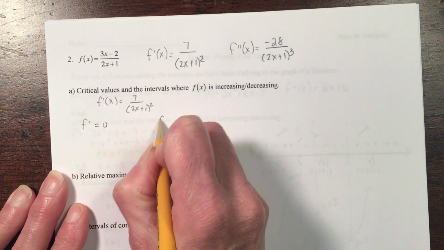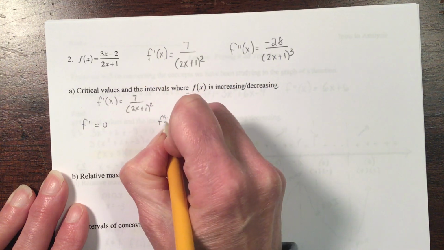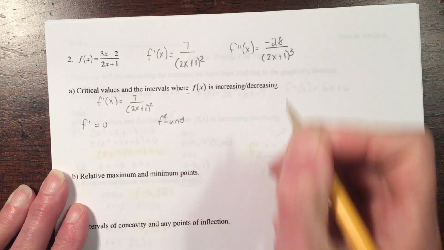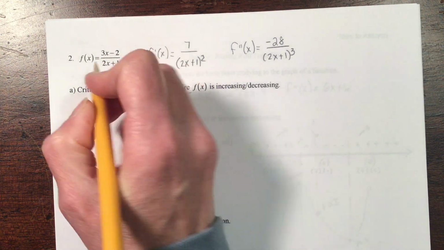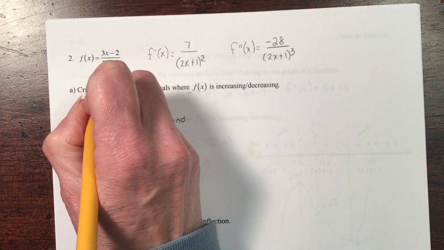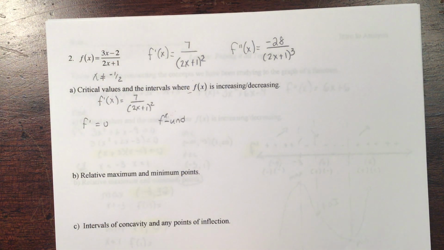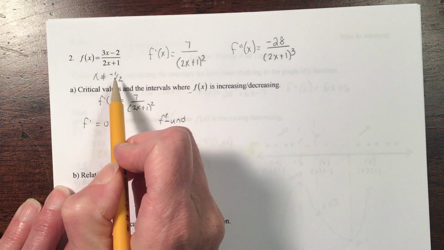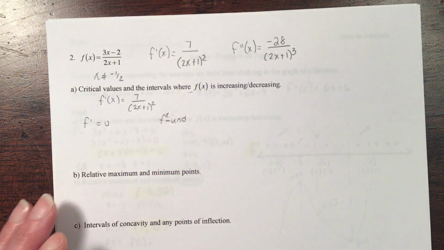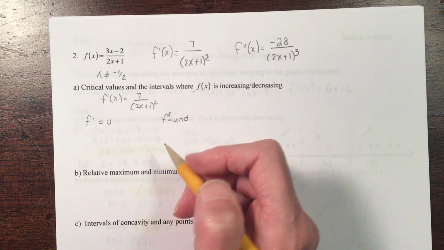we have to set the derivative equal to 0 and find where the derivative is undefined. And now I want to point out to you that if you go up into the original function, it also has issues. x can't equal -1/2, okay? That's going to make the original function undefined. And what we know about a rational function is this is going to be an asymptote, so it's something we have to think about as we move through this problem.